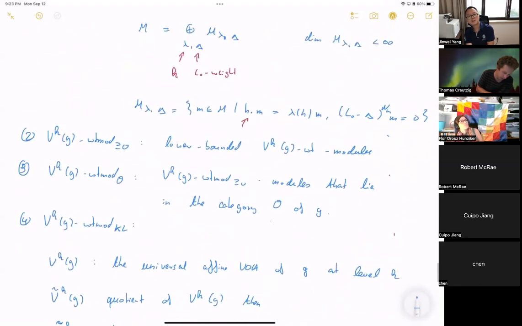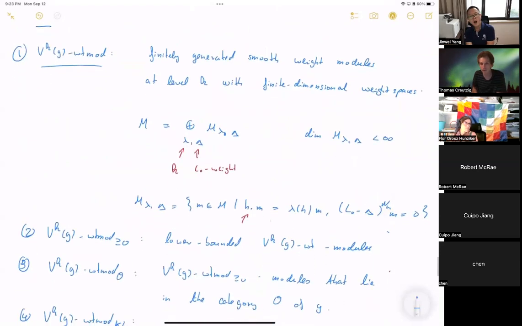I introduced 4 categories. The big one is just weight modules. So I require some finiteness condition on weight spaces so that it doesn't get completely out of hand. But for example, no lower bounded condition. And so this is a very big category. And in particular, already for the classification of simple modules, no technique a priori applies.